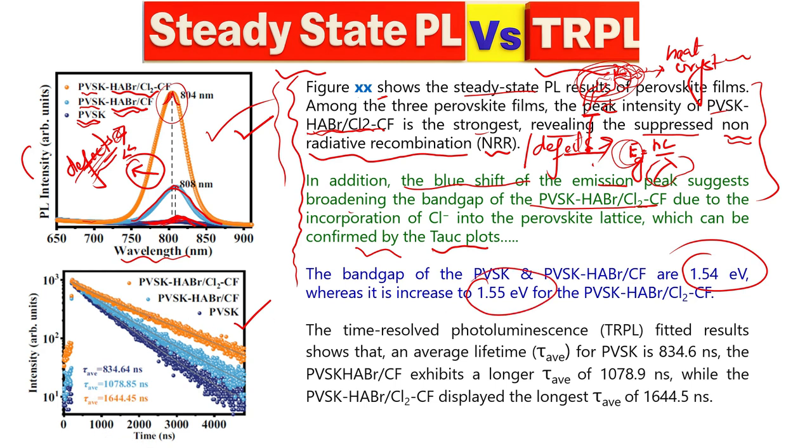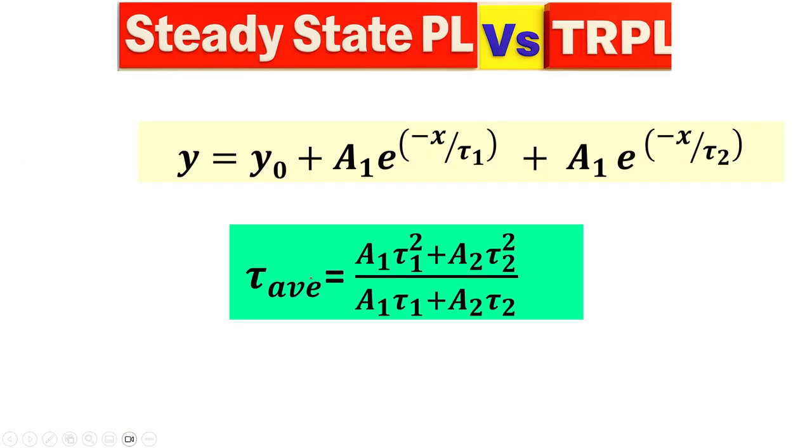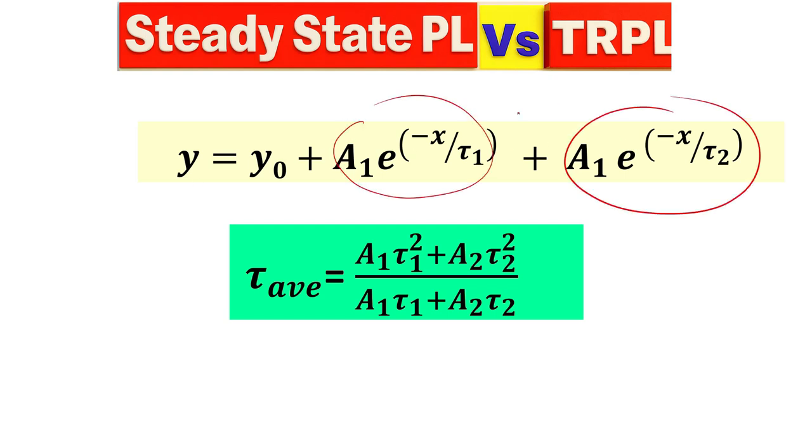Now let's come to the time resolved photoluminescence. Very important here. We have the same three samples with the same colors. This is the pristine one, this is the second one, and this is the third one. Those are the original data, and we have the fitted line, which is basically the fitted model. Here we use a bi-exponential model. I will explain these models in separate videos.